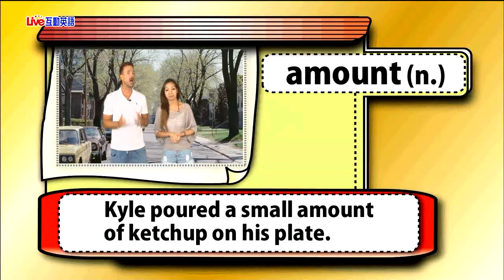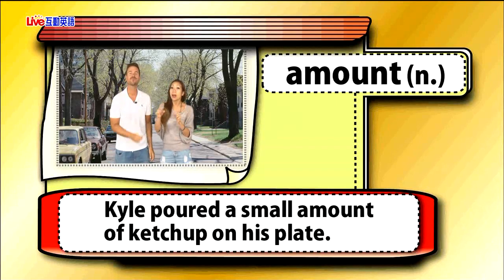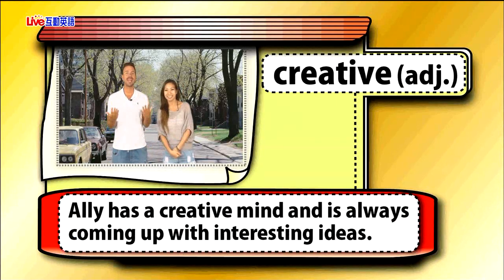Today we're looking at part 2 of carbon dioxide, a necessary greenhouse gas. And the vocabulary words are amount. Kyle poured a small amount of ketchup on his plate. Creative. Ali has a creative mind and is always coming up with interesting ideas.